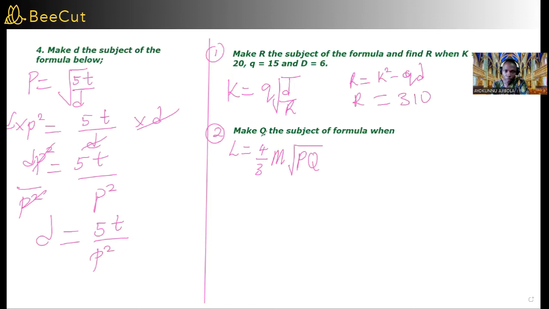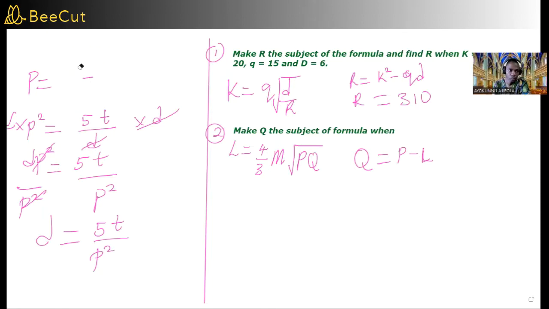What about Q? What is the formula for Q? Q equals to P minus L. Okay, Q equals P minus L. That's all right? Yes, sir. Okay. Now, let's look at it together so that we can see.